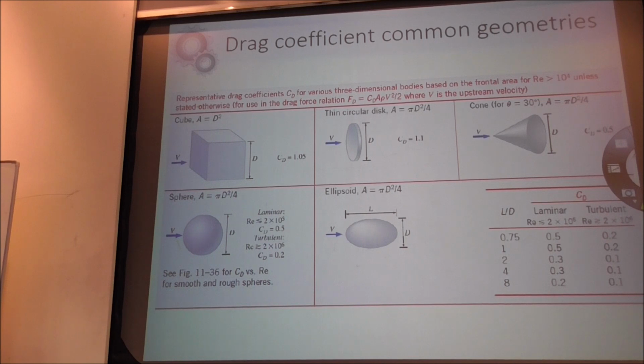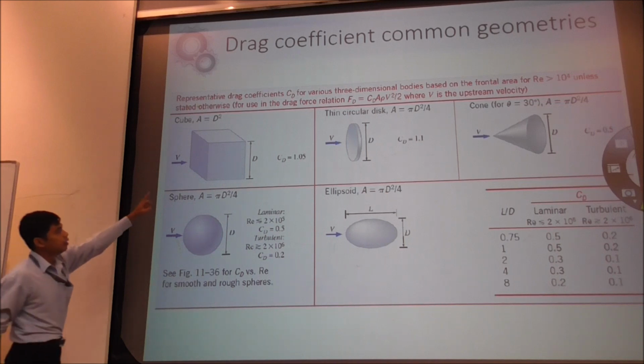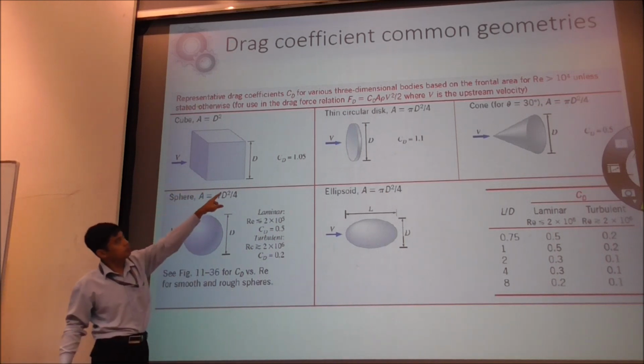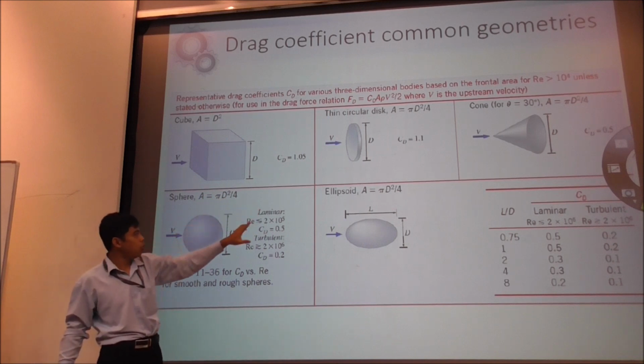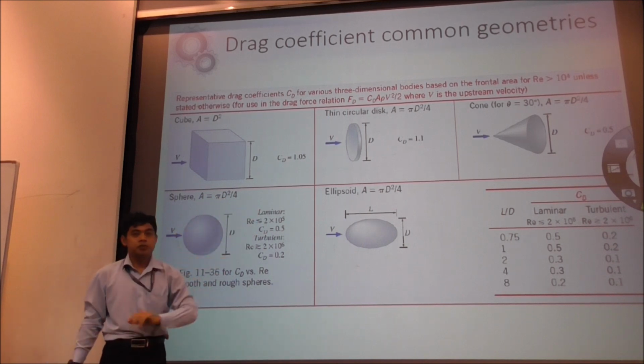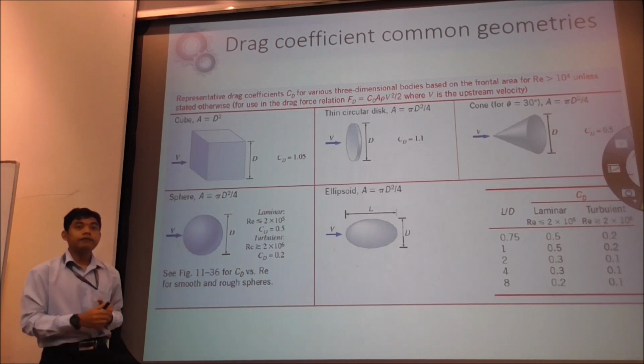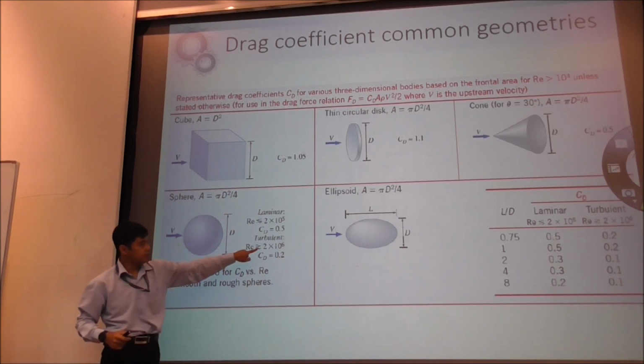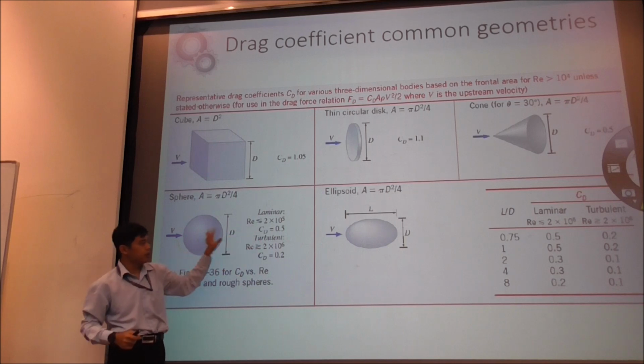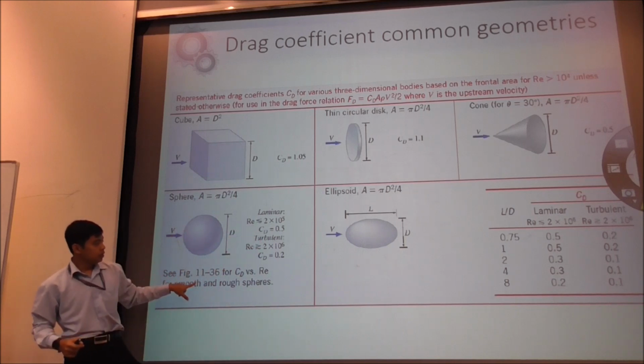Okay, now looking forward, we look at what happens if we have a finite, not infinitely long pipe, but we have a finite geometry like the cube, spinning circular disc, horn, sphere, and ellipsoid. Each of it has a different CD. So you can see this one for turbulent, and this one for laminar is totally different.